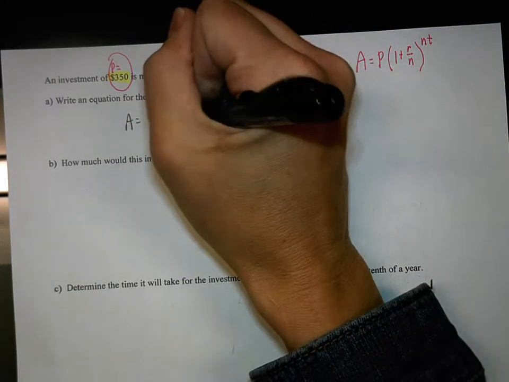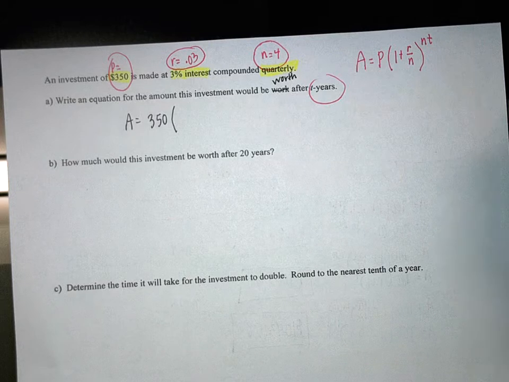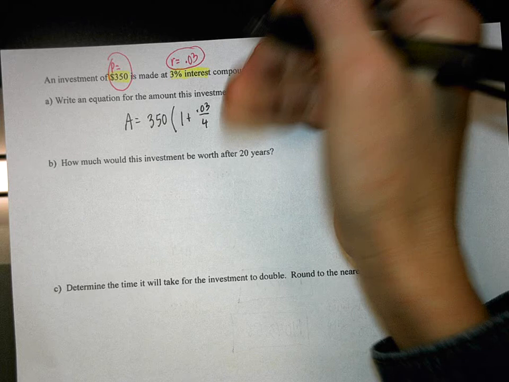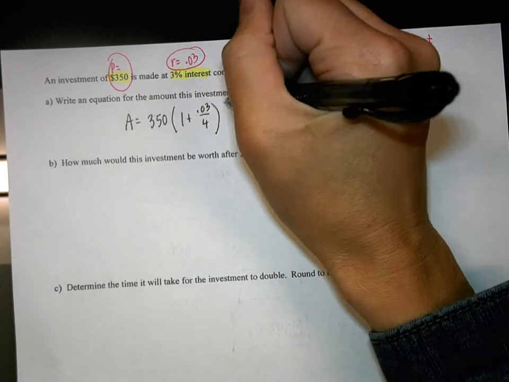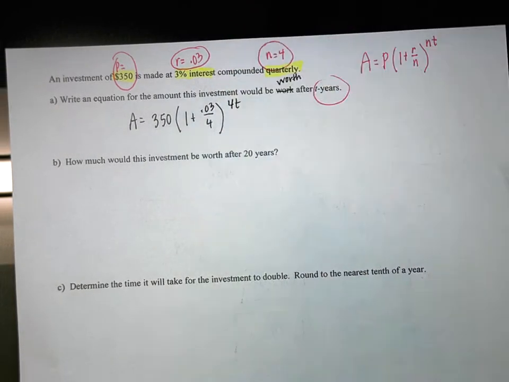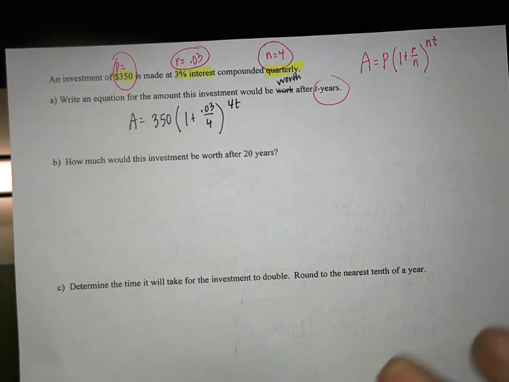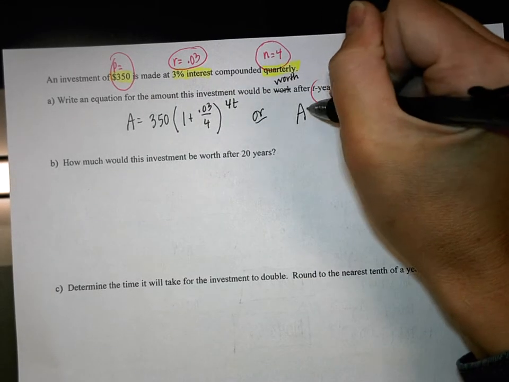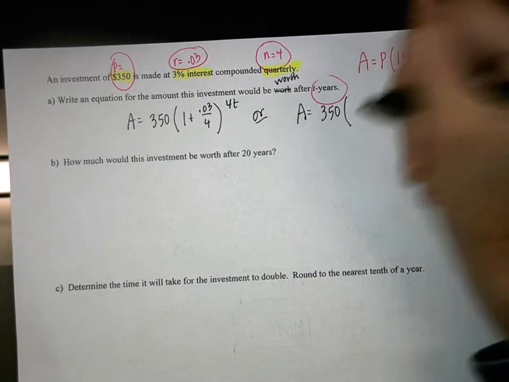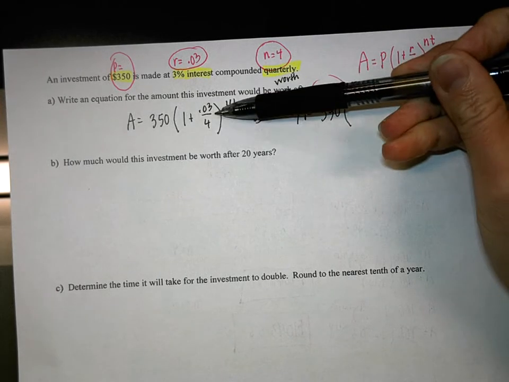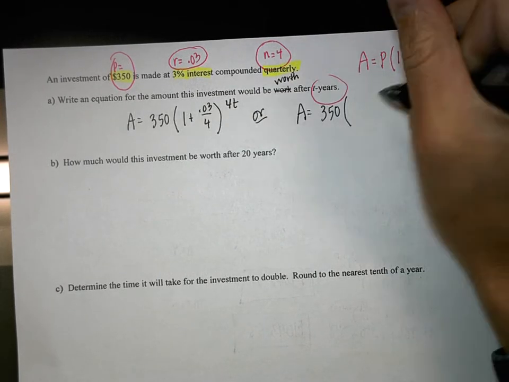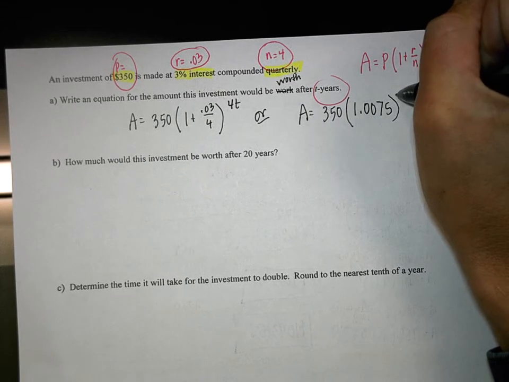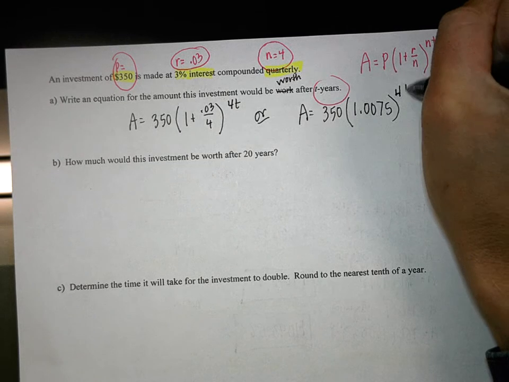350. That's my initial amount, my principal, times... very good, (1 plus 0.03 divided by 4) raised to the 4t. Well done. Could you simplify this if you wanted to? Yes. Another acceptable answer would be A equals 350 times, and if you put in your calculator 0.03 divided by 4 and then add 1, you would get 1.0075 raised to the 4t.